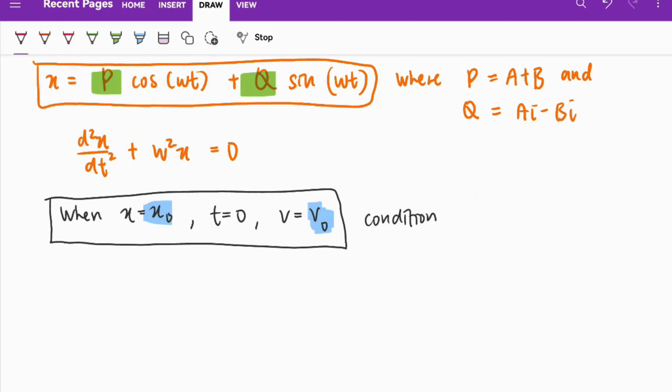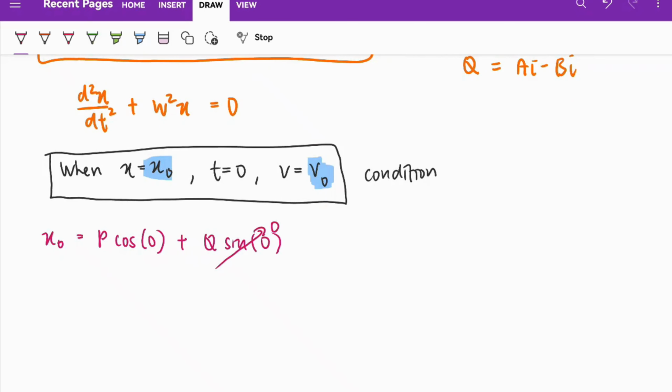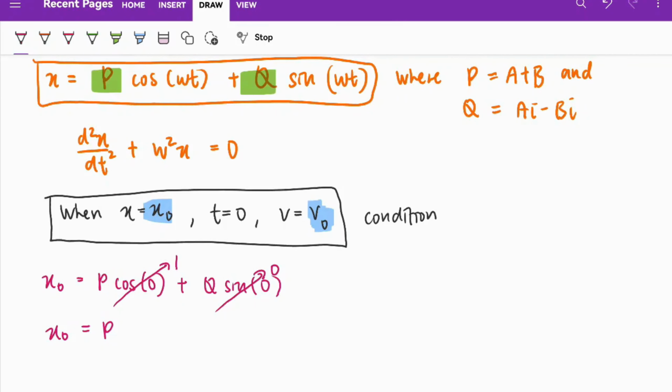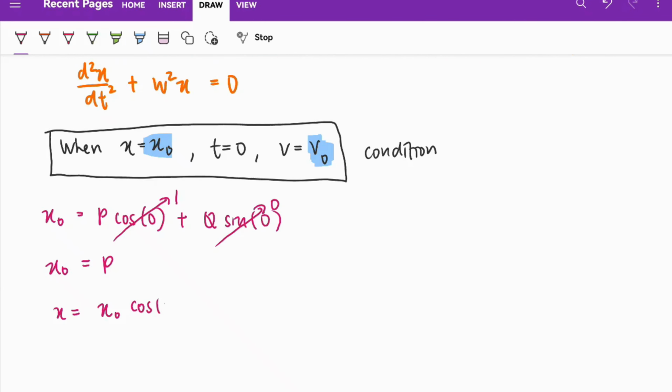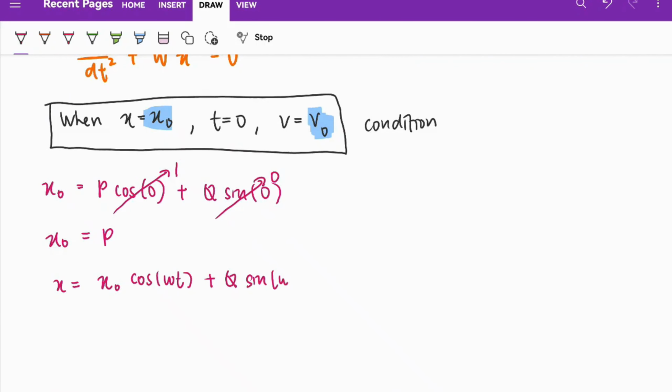Okay, we know our x is x naught, so x naught equals P, that's what we're trying to find, cos 0, okay, plus Q sine 0. Sine 0 is 0, cos 0 gives you 1. So x naught equals P. So we have found our P value. So let us rewrite it. X equals x naught cos omega t plus Q sine omega t.